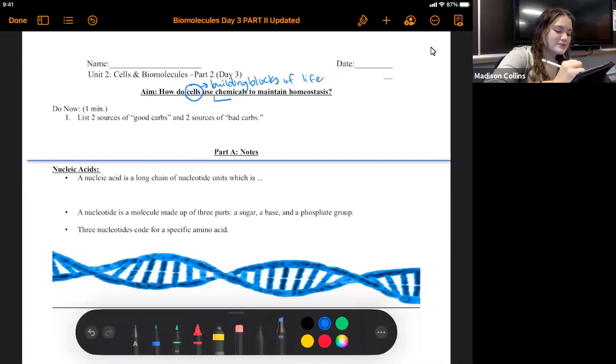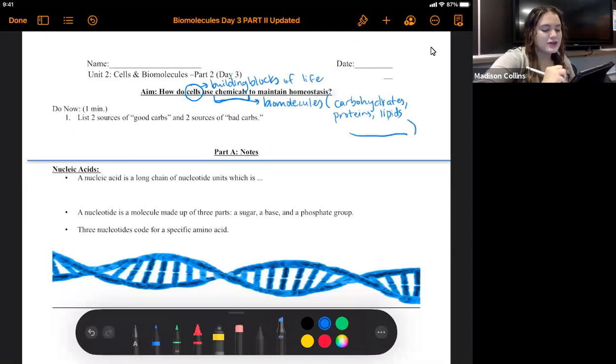In this case, when we hear the word chemicals, we're talking about biomolecules. As a reminder, the 3 types of biomolecules that we've talked about so far are carbohydrates, proteins, and lipids. I am going to leave a blank space right here because we're going to talk about a new type of biomolecule today that I want you to fill in when we're done.